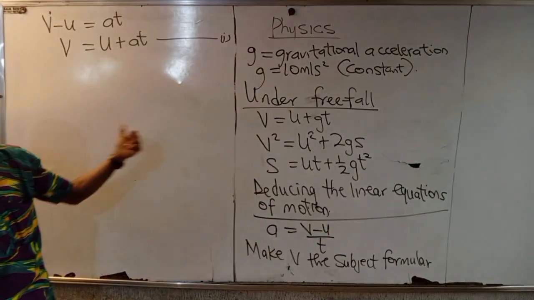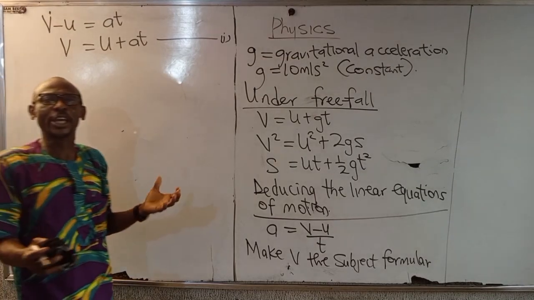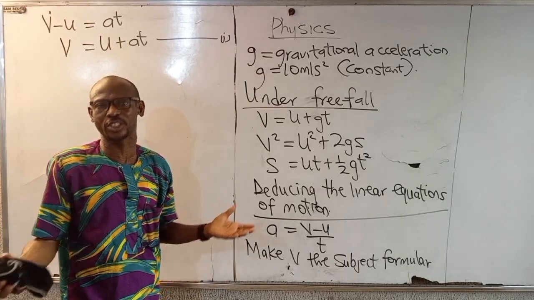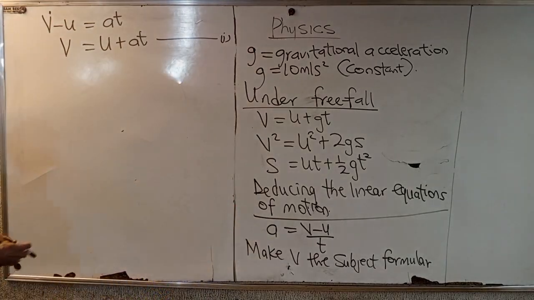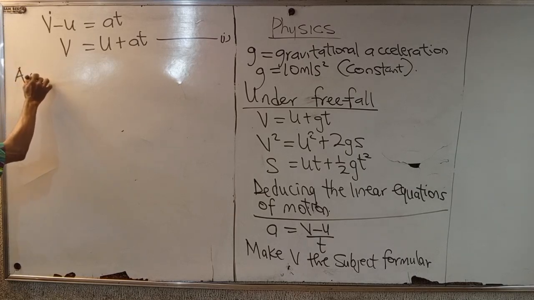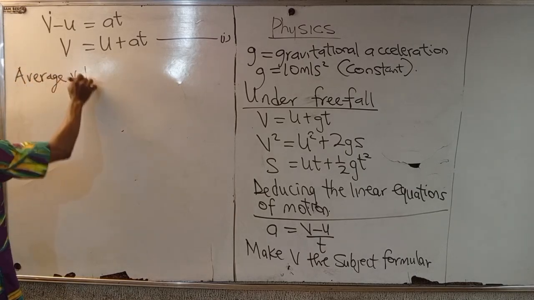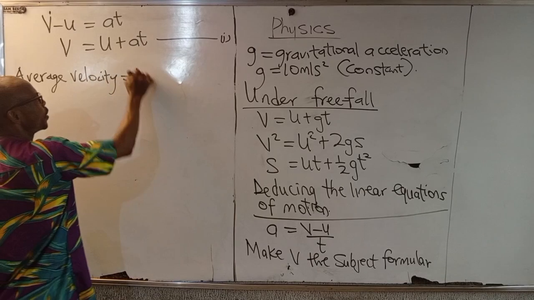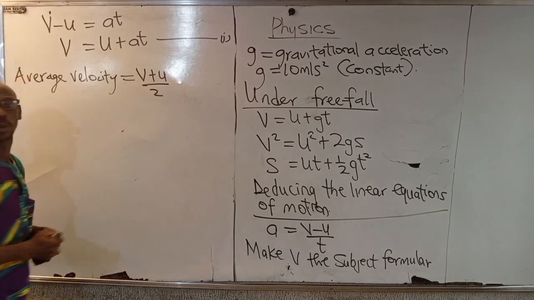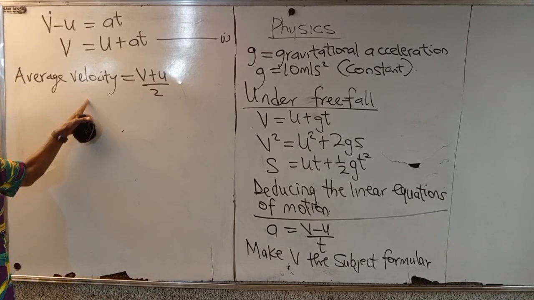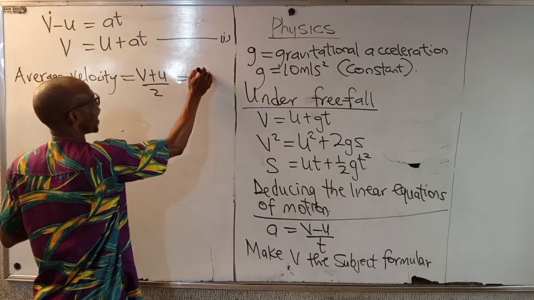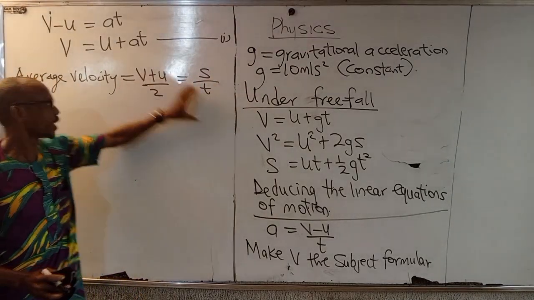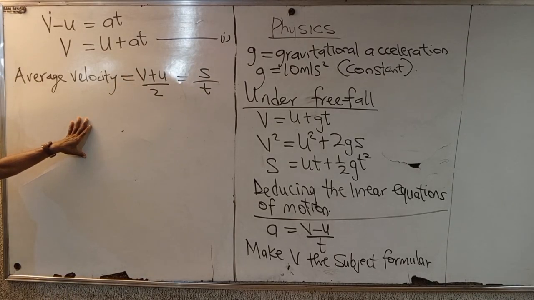Let's look at the other equation we have there. It's simple. It's just derived from the expression of our average velocity. What do we say is average velocity? We said average velocity is given as (v + u)/2. And we also say that average velocity is the same thing as distance, and our distance is x, all over time.